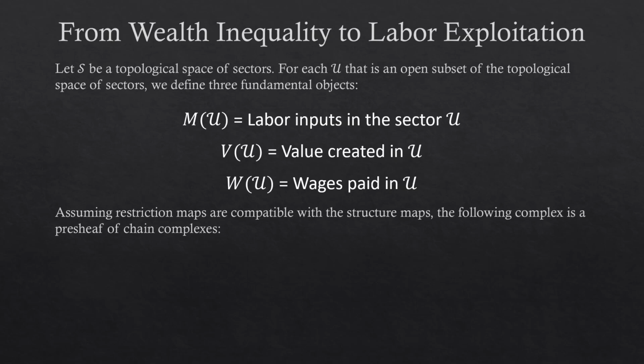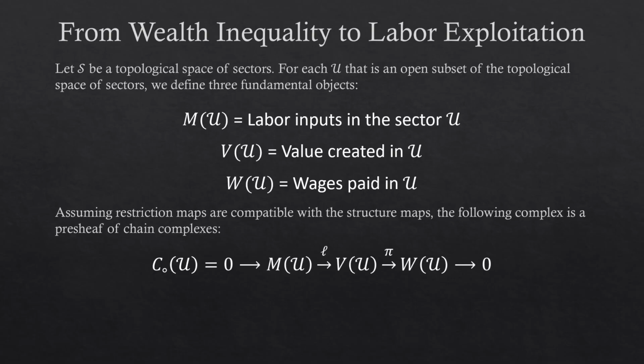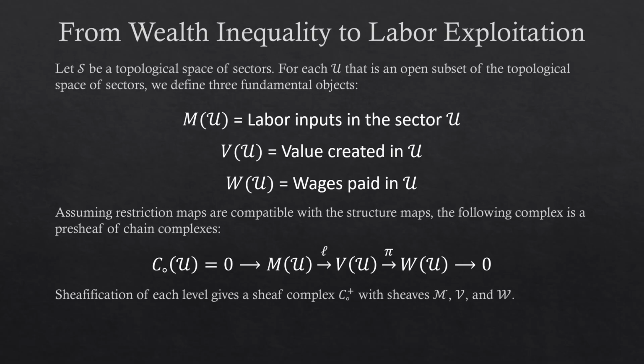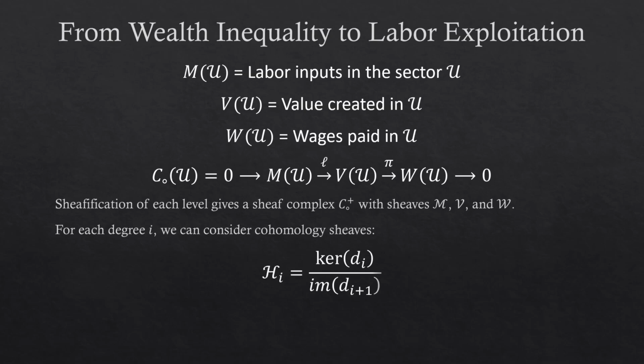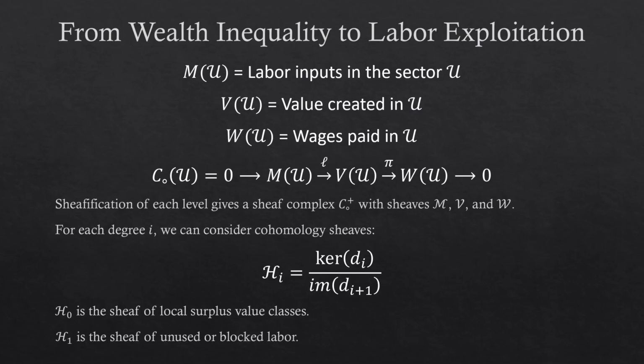Assuming restriction maps are compatible with the structure maps, the following complex is a pre-sheaf of chain complexes. Where again we have L and pi as before, upgraded into the information for a sheaf theory. Sheafification of each level gives a sheaf complex C plus with sheaves M, V, and W. For each degree i, we can consider cohomology sheaves. That is the kernel of d sub i modulo the image of d sub i plus 1. H0 is the sheaf of local surplus value classes, and H sub 1 is the sheaf of unused or blocked labor.